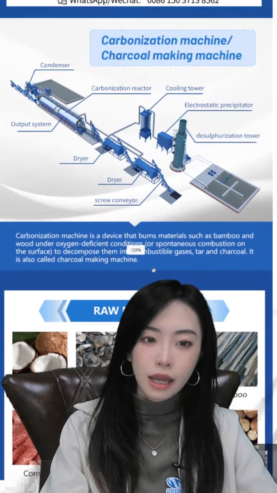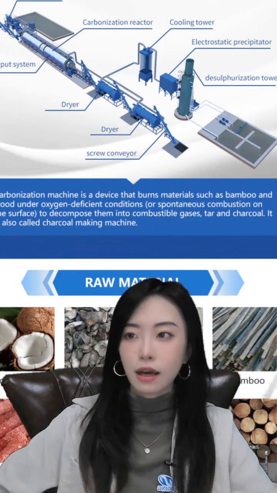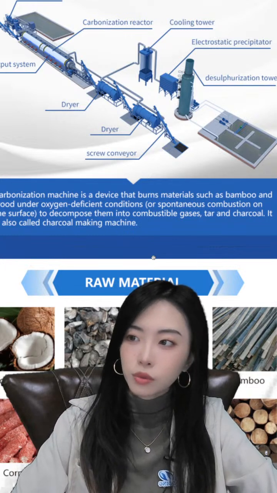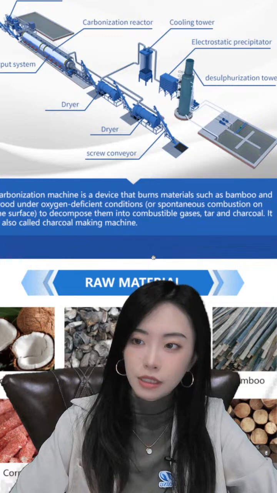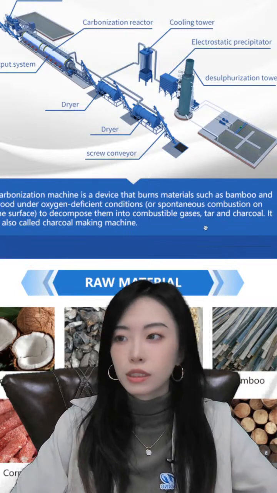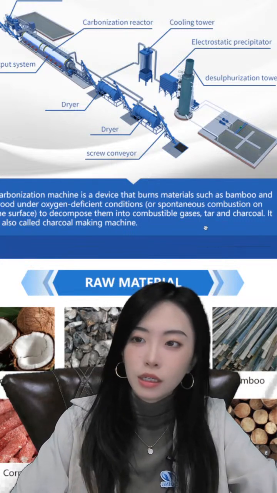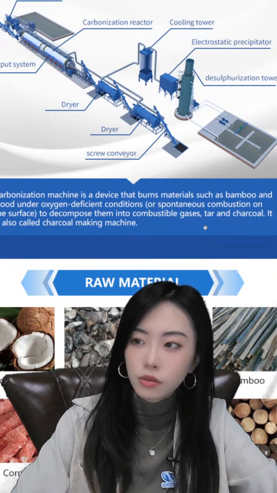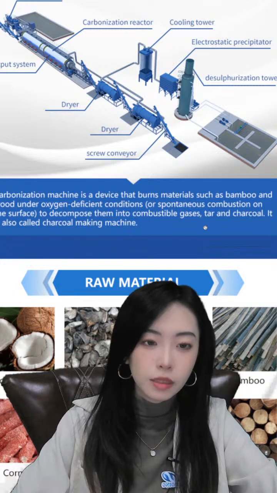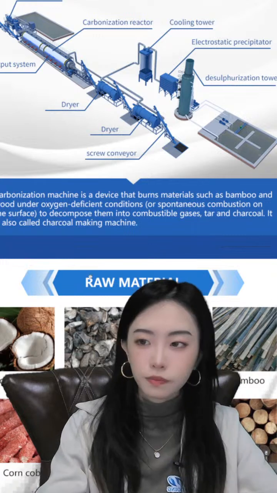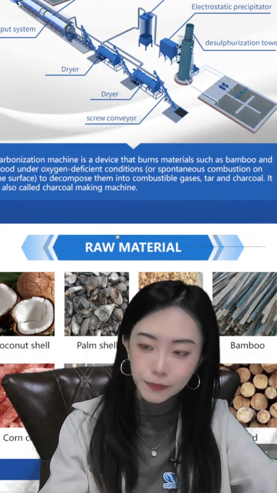It shows that the carbonization machine is a device that burns materials such as bamboo and wood under oxygen deficient conditions, or spontaneous combustion on the surface, to decompose them into combustible gas, tar, and charcoal. It is also called the charcoal making machine. The main product that we have is the charcoal.